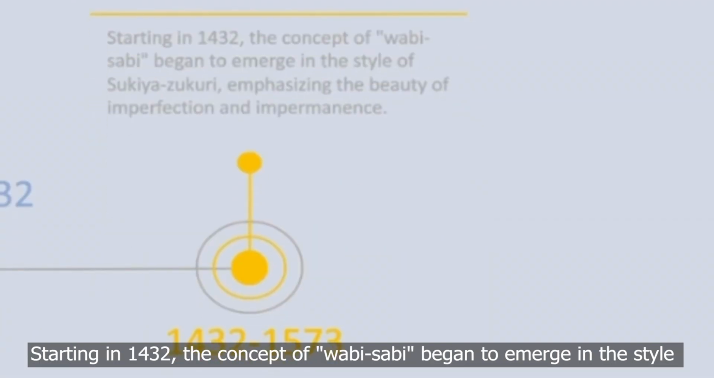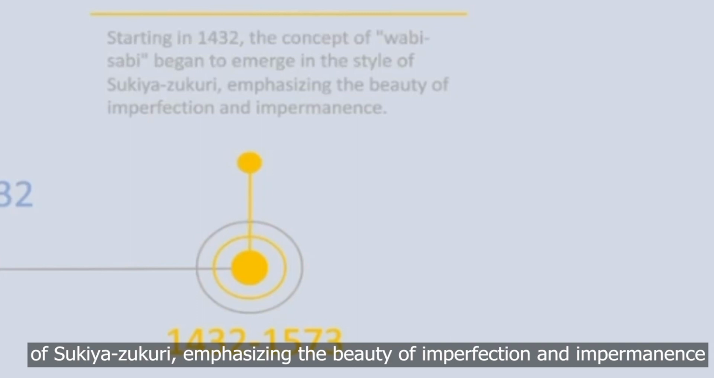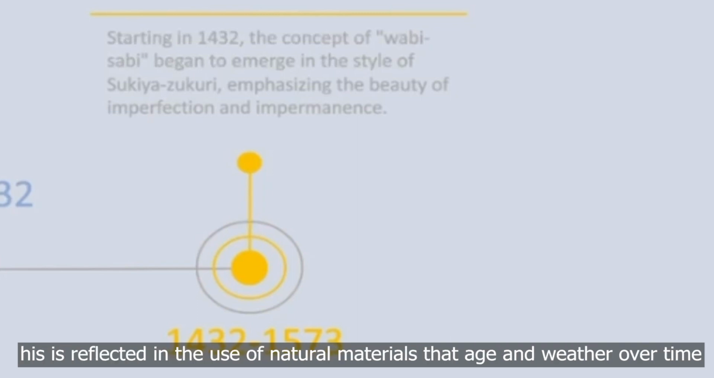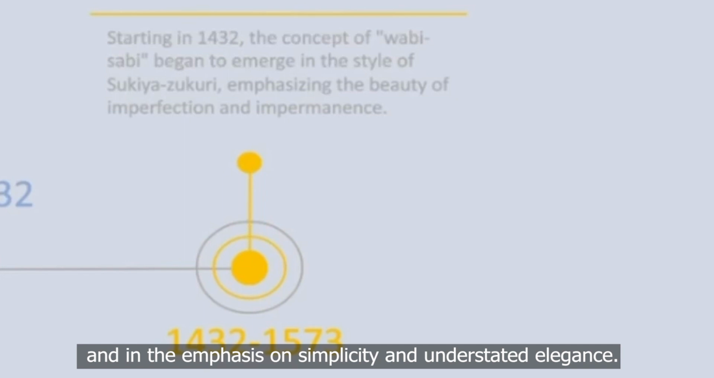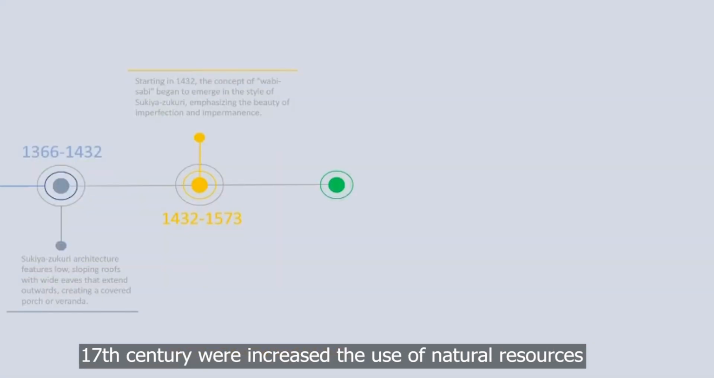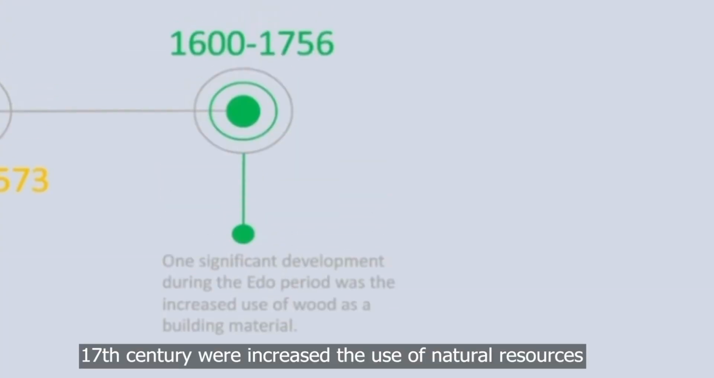Starting in 1432, the contours of wabi-sabi began to emerge in the style of sukiya-zukuri, emphasizing the beauty of imperfection and impermanence. This is reflected in the use of natural materials that age and weather over time, and in the emphasis on simplicity and understated elegance. In the 17th century, there was an increased use of natural resources.